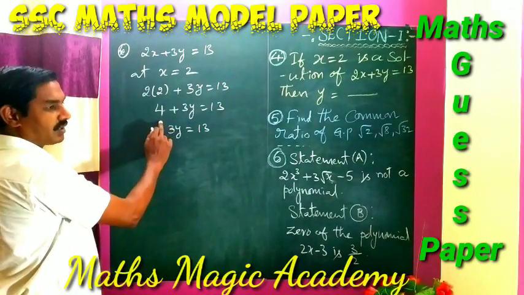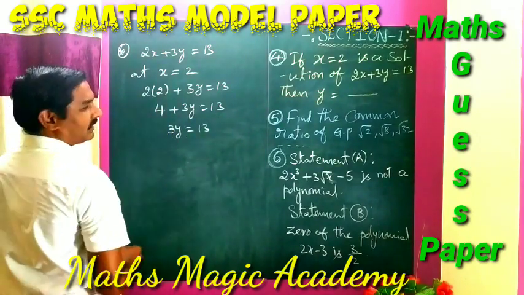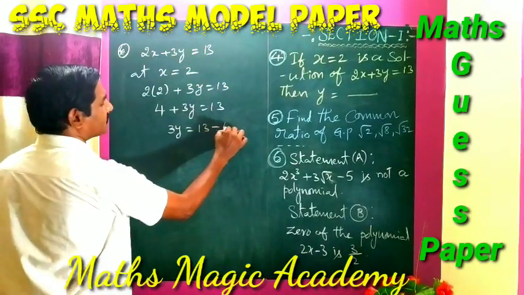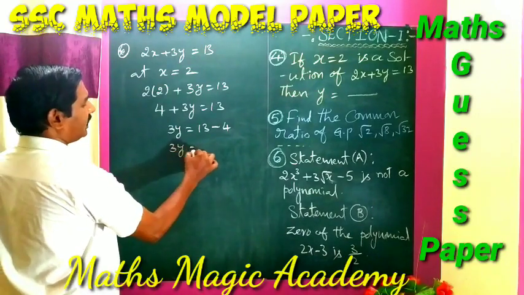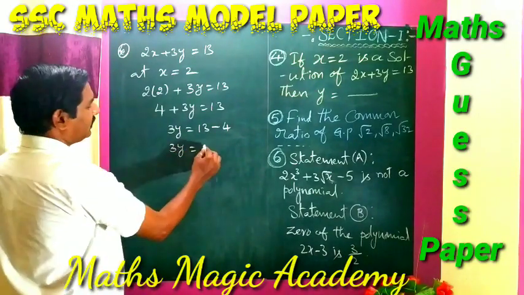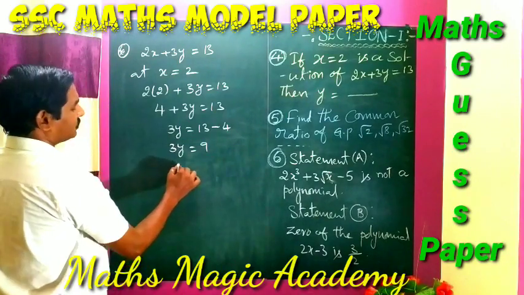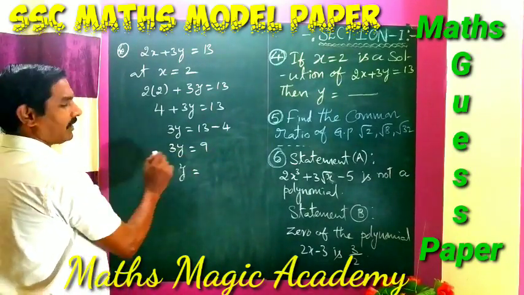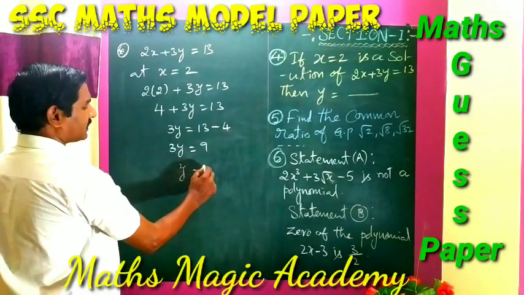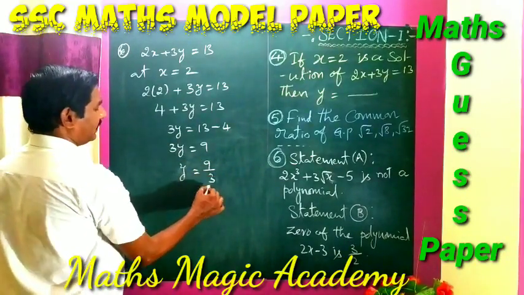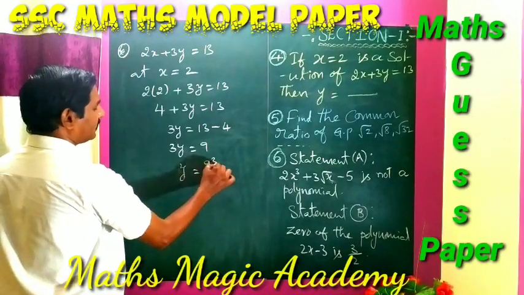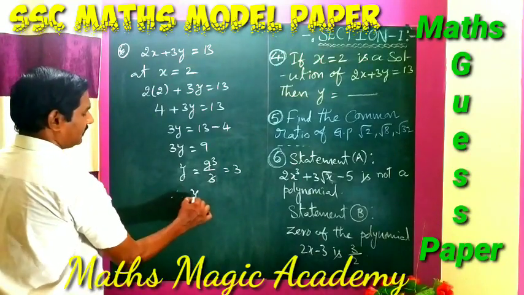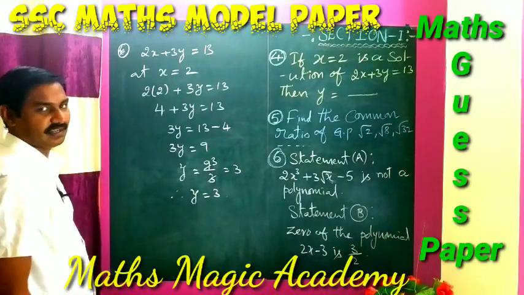This plus 4 transposes to the right side. It is there on the left hand side, it will go to the right hand side, then it becomes minus 4. So 3y equals 13 minus 4, which is how much? 9. So now y equals, here 3 into y, that means 3 is multiplying y, so it will go to that side, then it is going to be divided. So 3 ones, 3 threes, so y value is 3. Therefore we can say that the y value is 3.